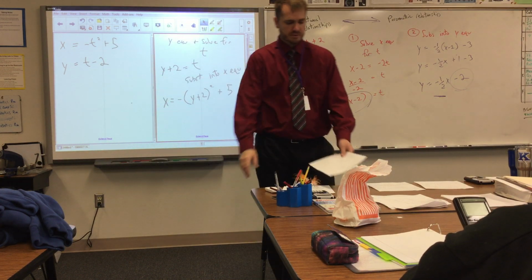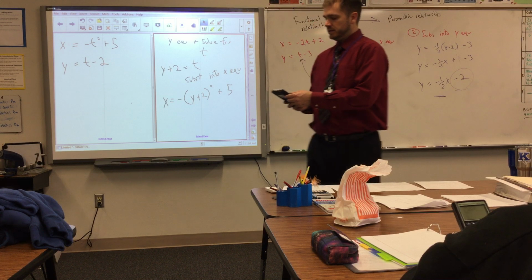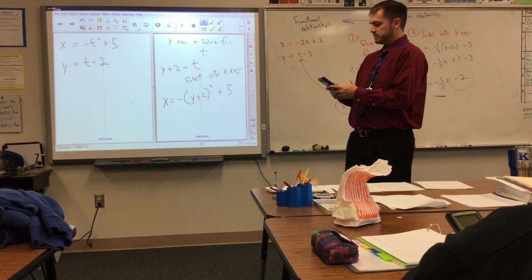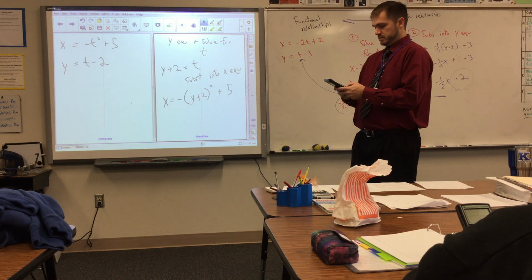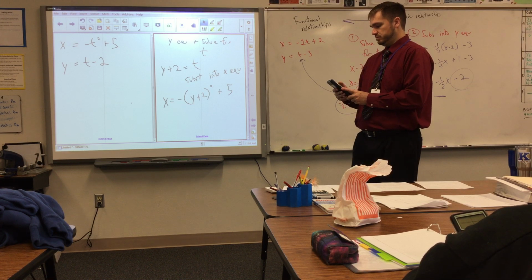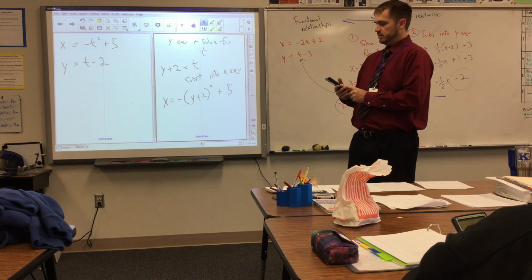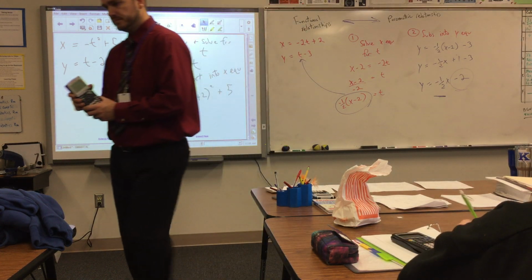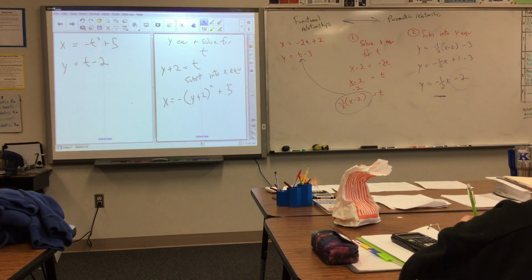I don't know why we're even bothering with the formulas here. Negative t squared plus 5, and t minus 2. What? That's what I get. That's what I get, Haley. Yeah.